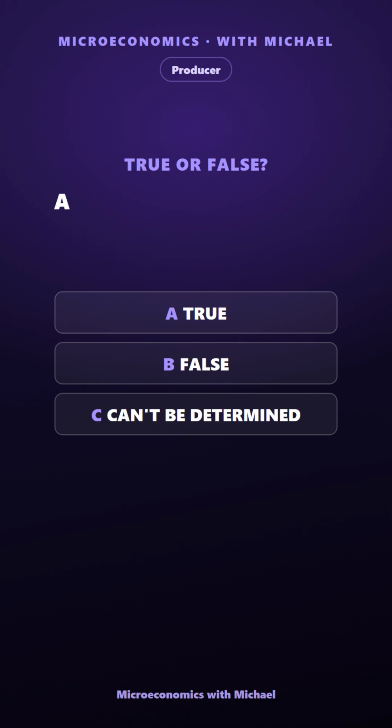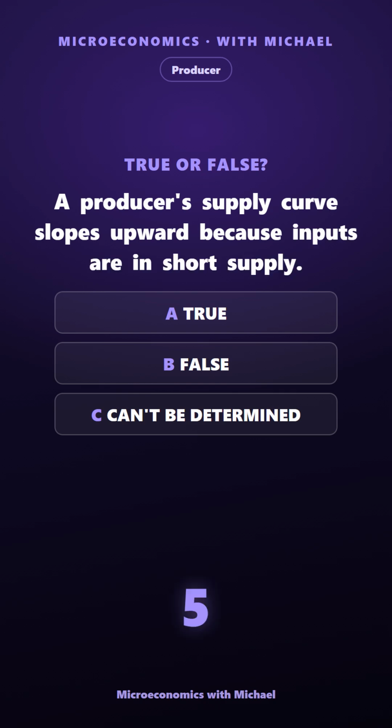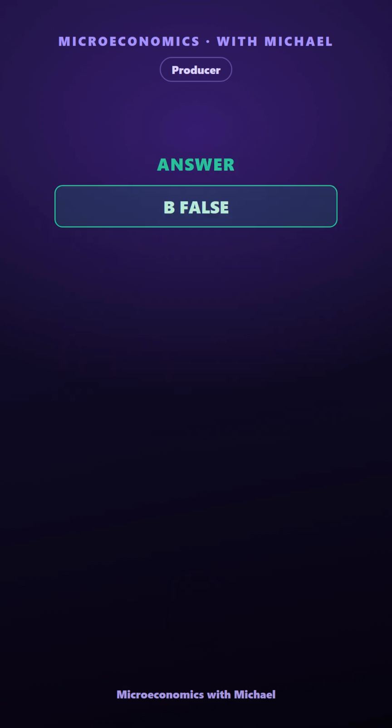A producer's supply curve slopes upward because inputs are in short supply. True, false, or can't be determined. The answer is false. Incorrect.